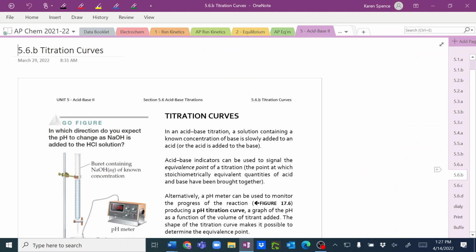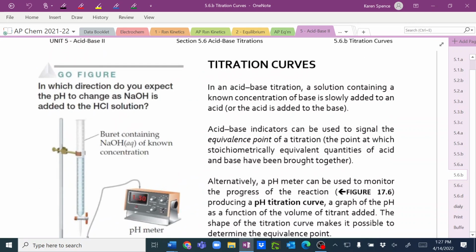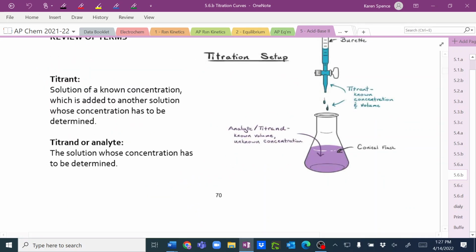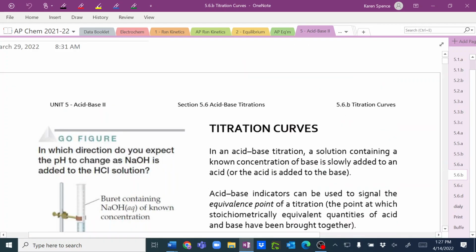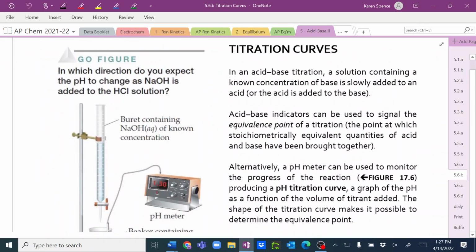But if we go to 5.6b, we are going to look at this. This is on page 70. Are we good? So this is on page 70. Do we all remember what an equivalence point is?